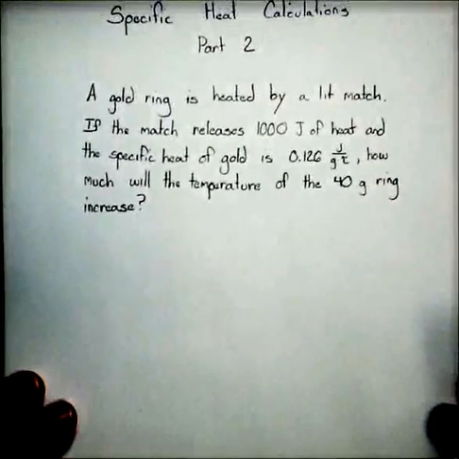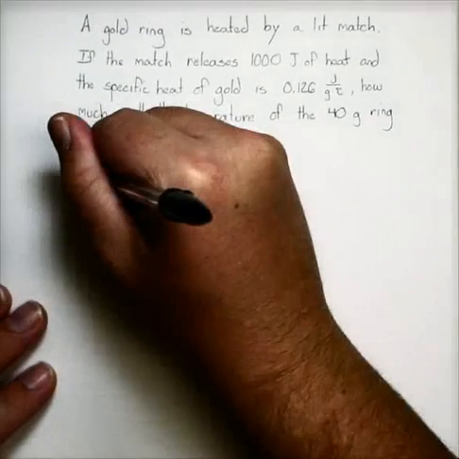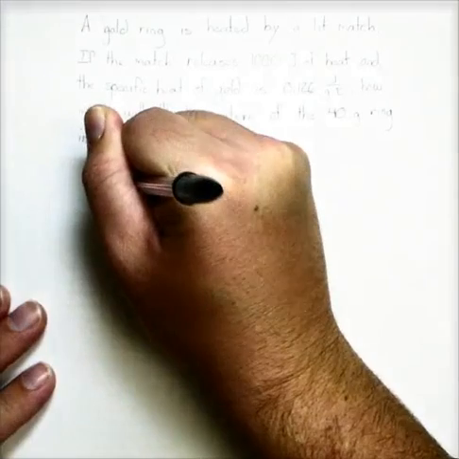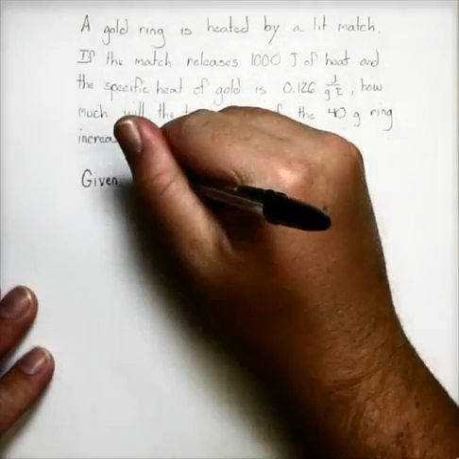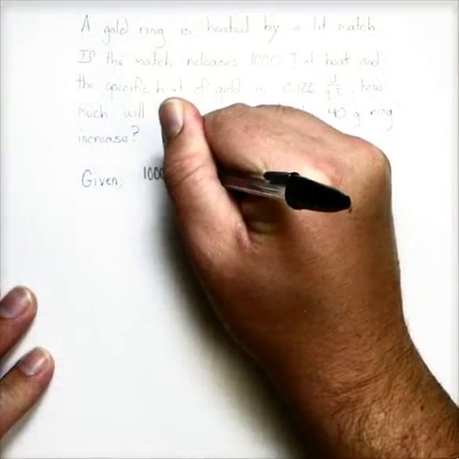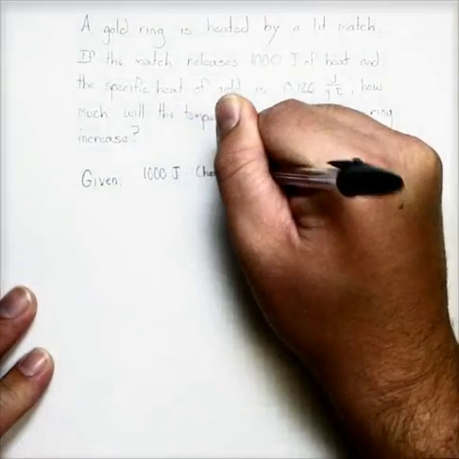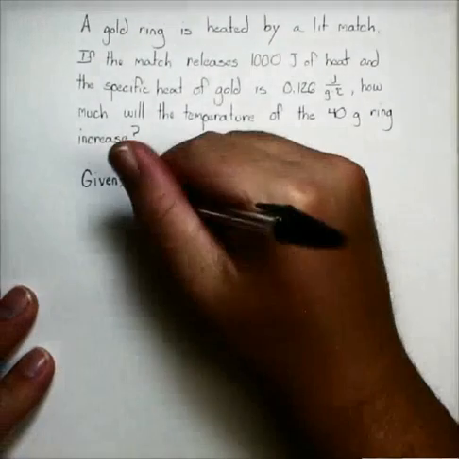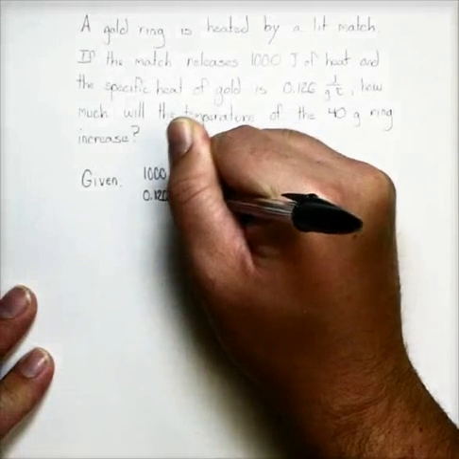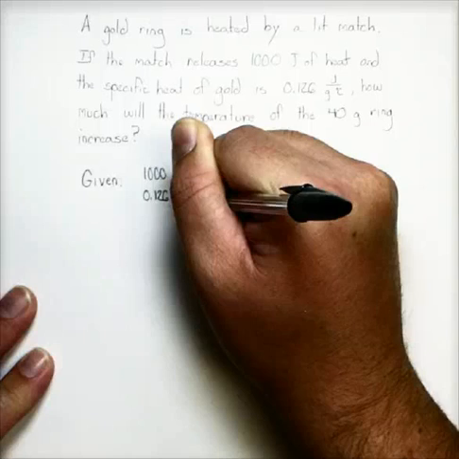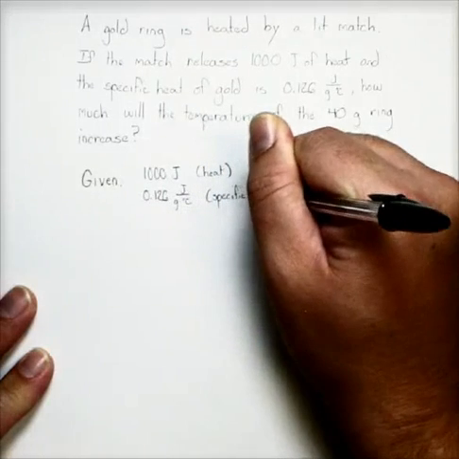And in order to do this, it's problem solving. You guys know what that looks like. So we write down our givens. What stuff do they tell us? So we go through the problem. We find they give us 1,000 joules of heat. So that's heat. And they tell us the specific heat of gold. And that's joules per gram degree Celsius. And this is the specific heat of gold.